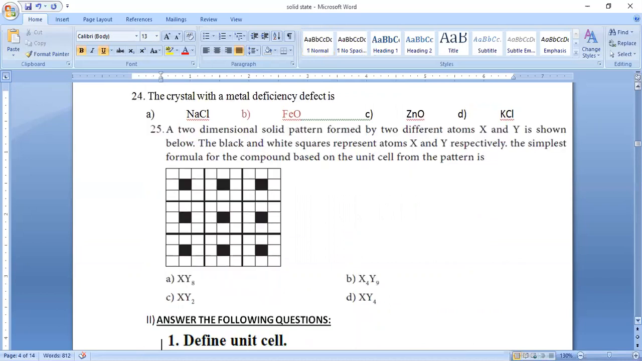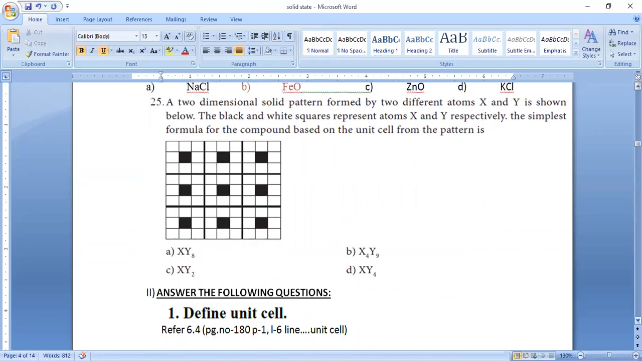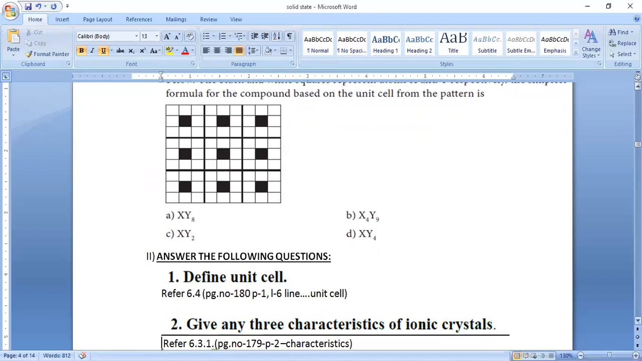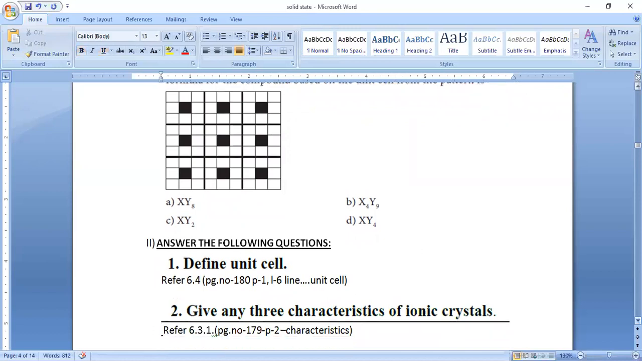So next, answer the following. First one: define unit cell. So the answer is in page number 180. So refer 6.4 first paragraph, first to sixth line. So up to unit cell you need to mark. So question number 2, give any three characteristics of ionic crystals. So the answer is in page number 179, under the content 6.3.1, paragraph 2, under the topic characteristics of ionic crystals.